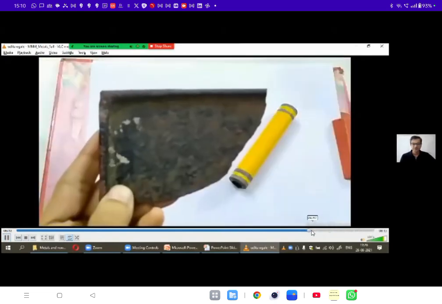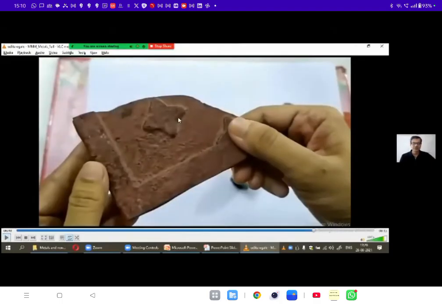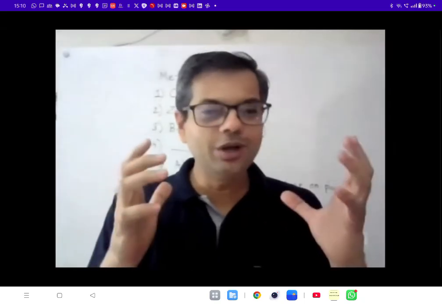This piece is cast iron. It is also called pig iron. Have you seen this type of thing anytime? ये guitar की जो coverings होते हैं ना, they are like this. They are made up of cast iron. They are quite strong and sustainable.